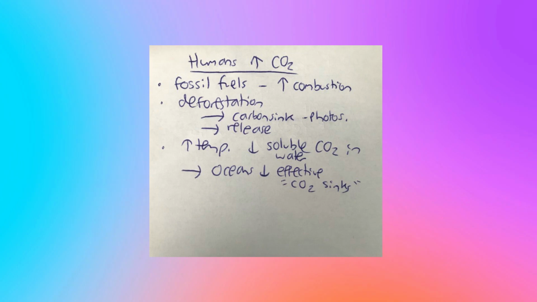So how are humans increasing CO2 concentrations? Well, the first one is increased combustion of fossil fuels. The second one is deforestation. Now, deforestation increases CO2 levels in 2 ways, essentially. The first one is loss of the carbon sink. When we cut down a tree, that tree stops photosynthesizing. It stops taking in carbon dioxide. But also, when you cut down a tree, it releases all the carbon stored in that tree over its lifetime just into the atmosphere. And the final way is that as humans are increasing the temperature of the Earth, the solubility of CO2 in water decreases, and this means that oceans reduce in their effectiveness as carbon sinks.